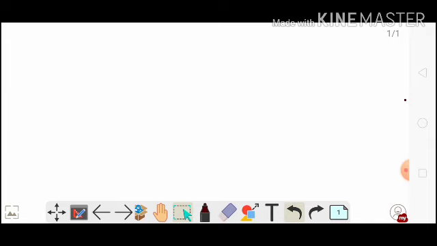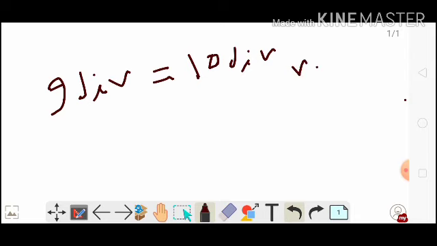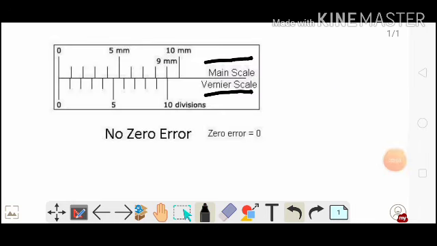And if you closely observe, you'll find that 9 divisions of the main scale will be equal to 10 divisions of the vernier scale. So 9 divisions in the main scale will be equal to 10 divisions of the vernier scale. Here you can clearly see that the zero mark of the main scale is coinciding with the zero mark of the vernier scale, and 9 divisions in the main scale are equal to 10 divisions of the vernier scale. It's clearly visible here.